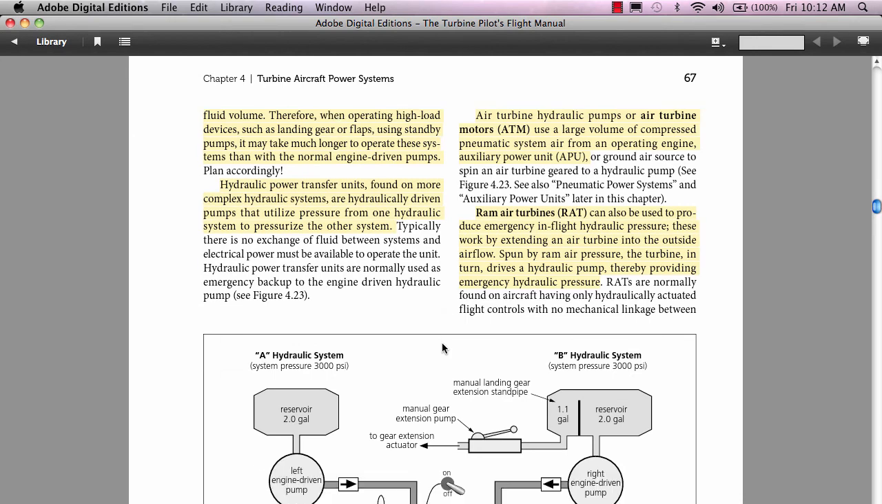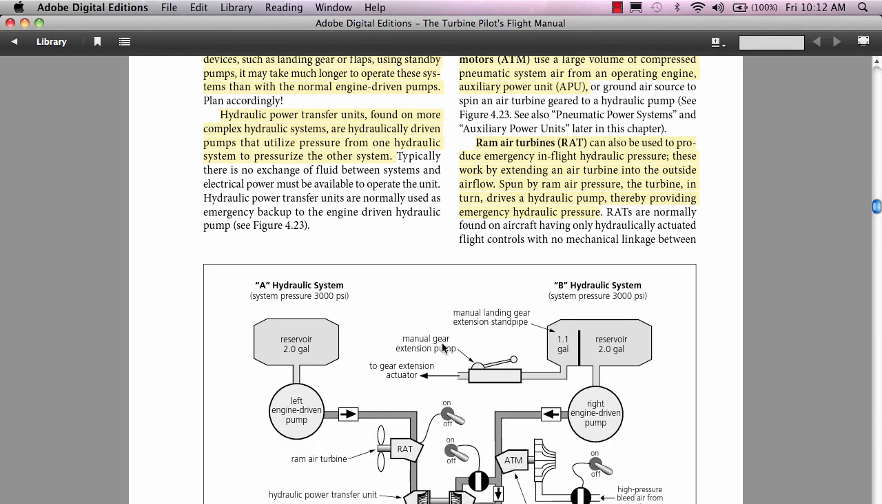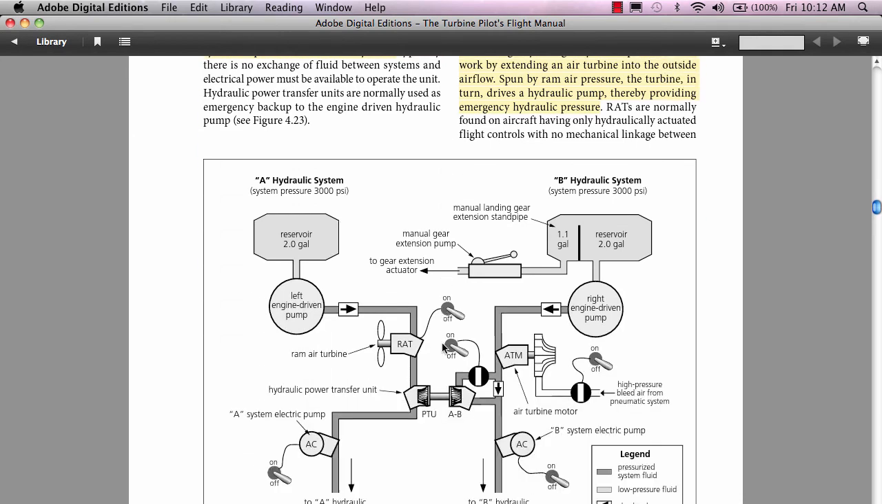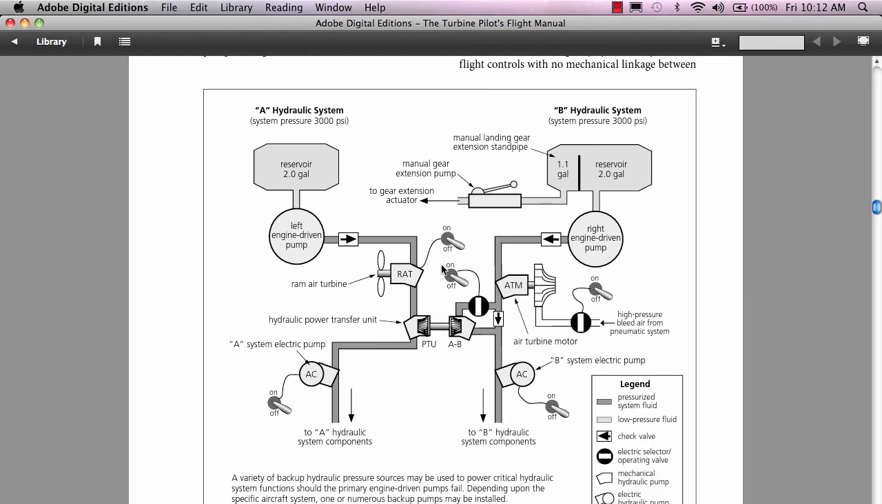Okay, here they are. So we have system A, system B, hydraulic system A, system B, and left engine, right engine. And down here is the hydraulic transfer unit. This is a little rotating, like a jack screw rotational hydraulic motor down here.